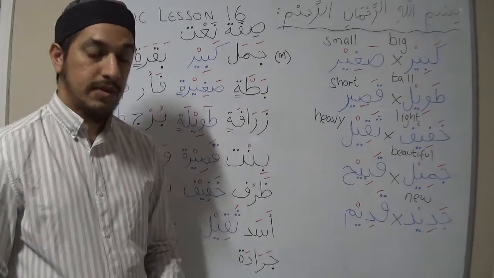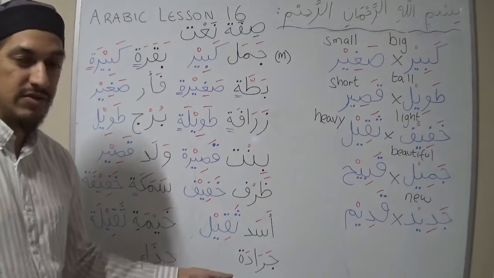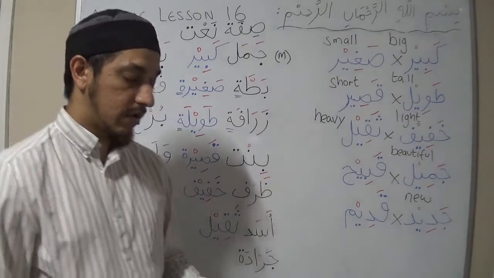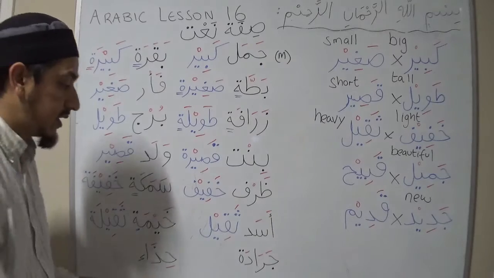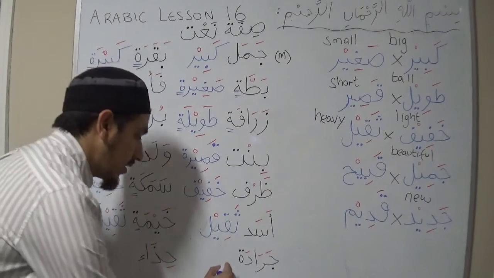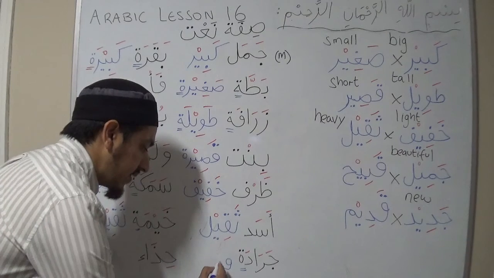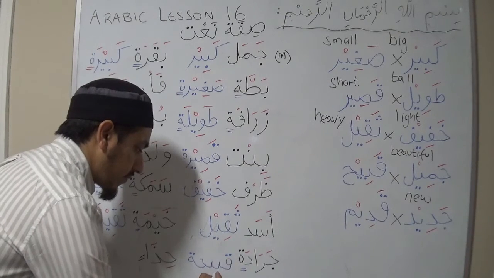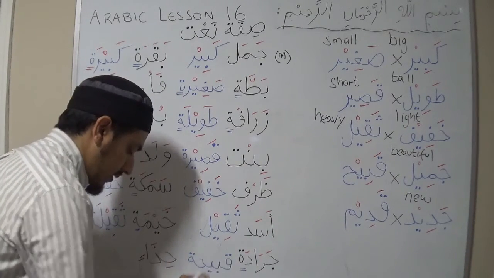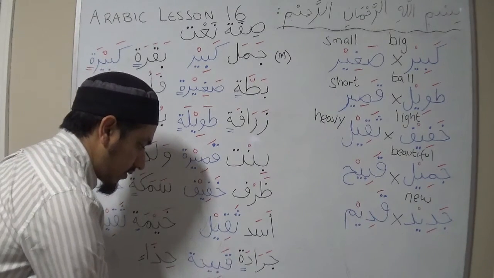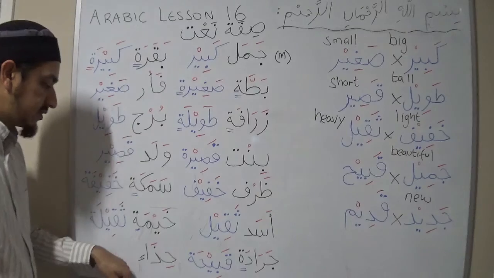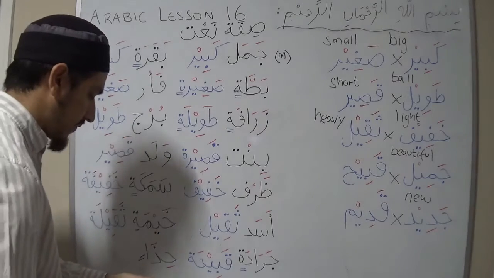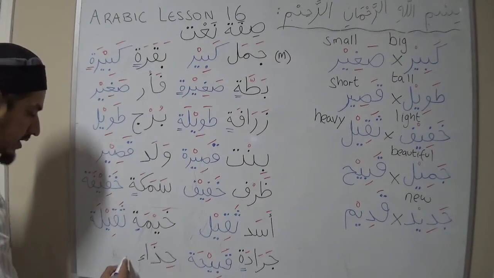So for the jarada, grasshopper or locust, I have qabiha, an ugly locust or grasshopper. Qabiha, with the ta marbuta there, so it's a feminine word. We have qabiha, and now the masculine version, hida, an ugly slipper or sandal or shoe. We have hida, qabih.